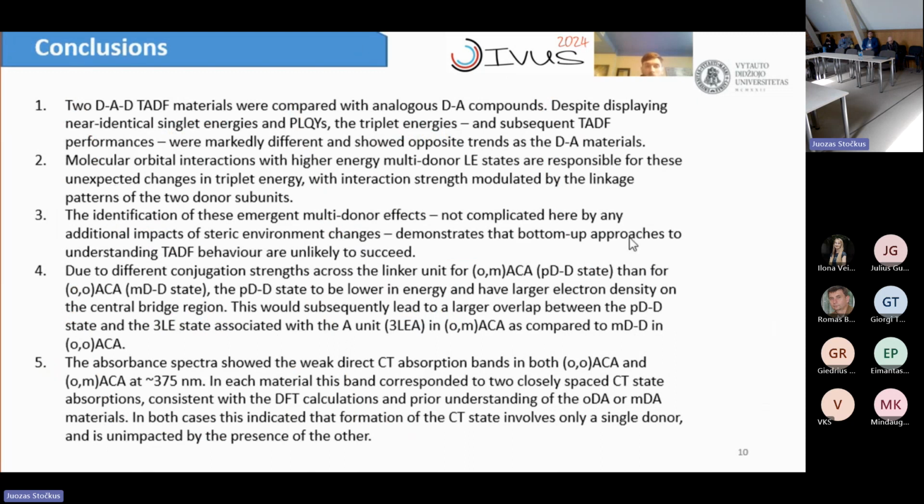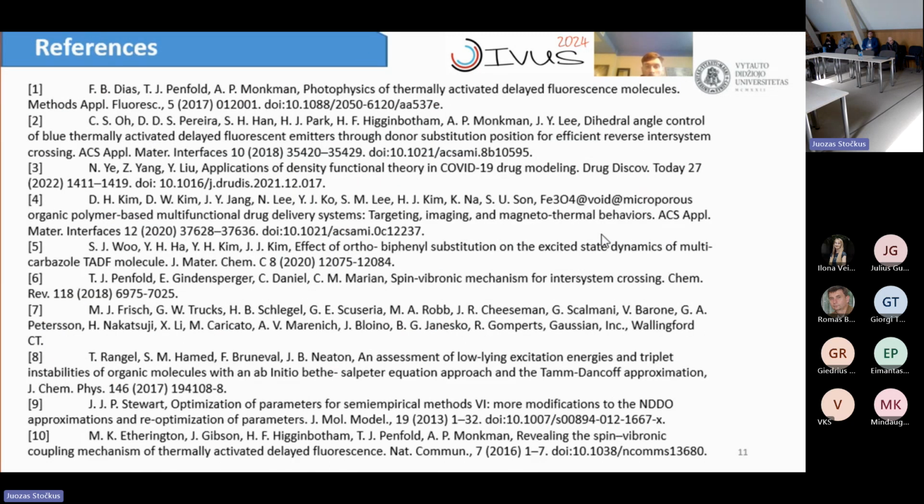So here we can see the main conclusions depicted in the slide.